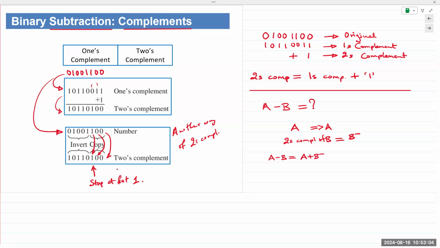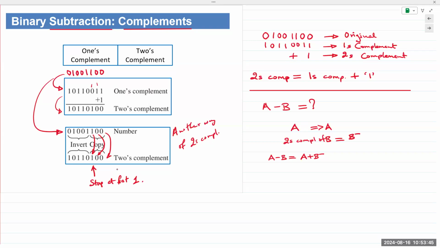This is because we can easily implement addition using electric circuits. There's no direct way to implement subtraction. So the purpose of finding 1's complement and 2's complement is so we can implement mathematical subtraction with electric circuits. Make sense? And we'll look at an example.